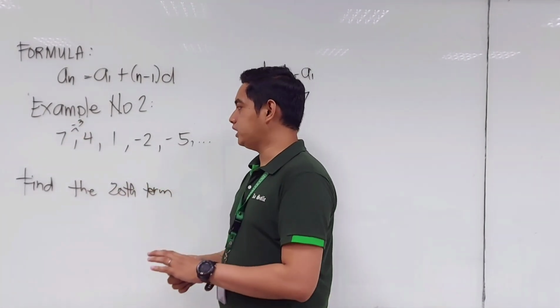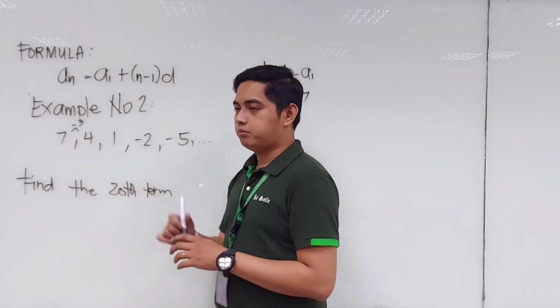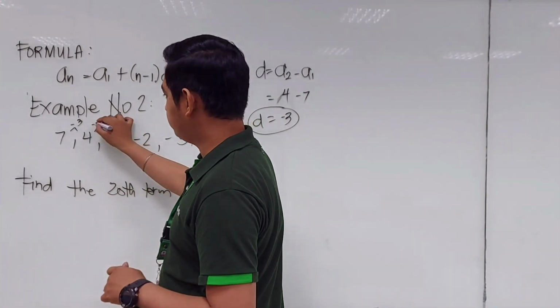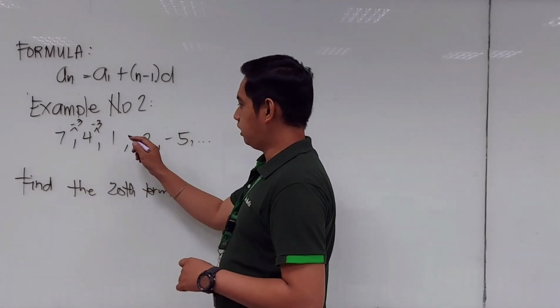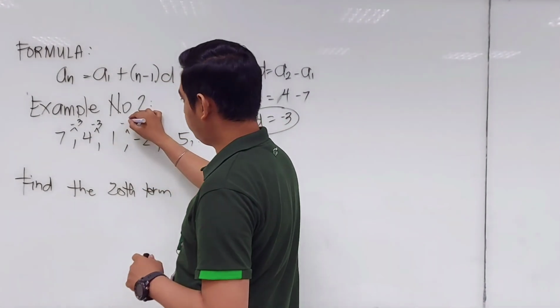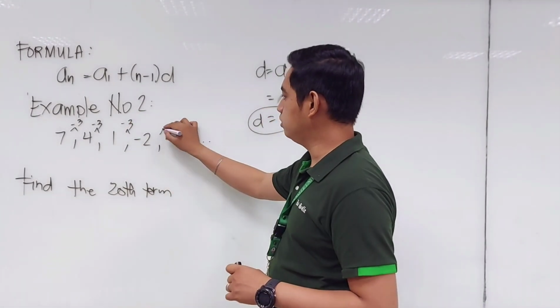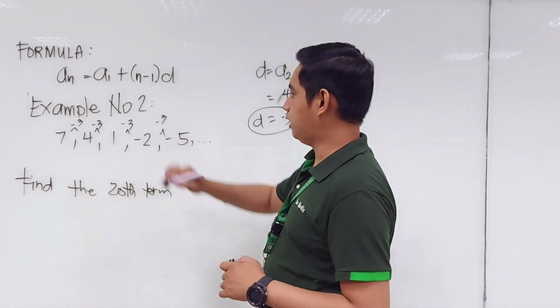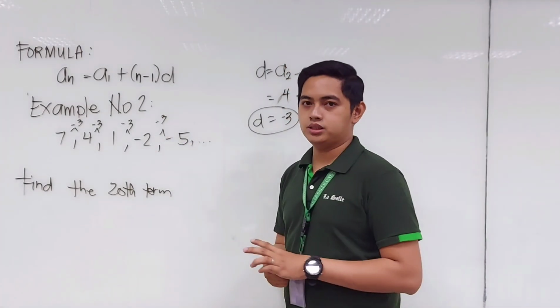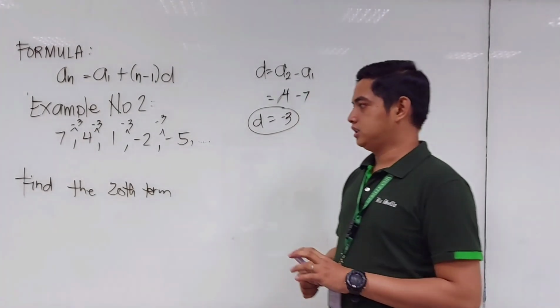So we will do that until the last term. So 1 minus 4, we also have negative 3. Negative 2 minus 1, we have negative 3. Negative 5 minus negative 2, we also have negative 3. So we have a common difference, so we can conclude that this sequence is an arithmetic sequence.